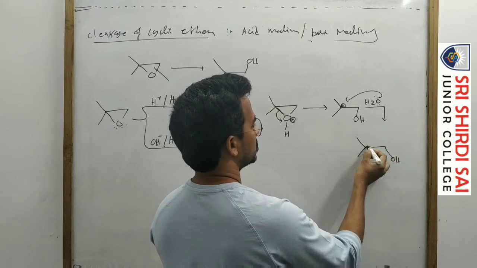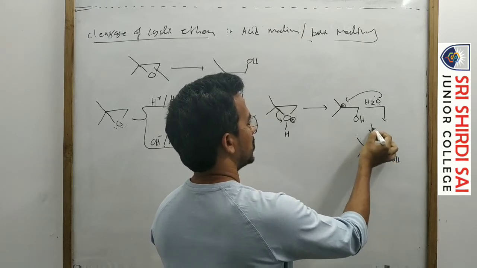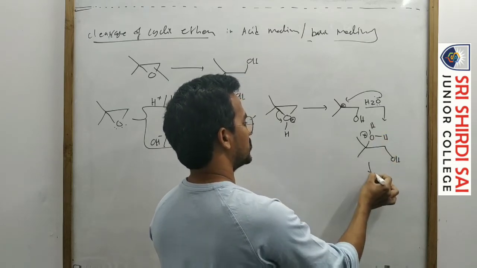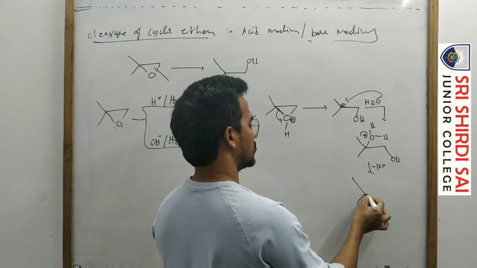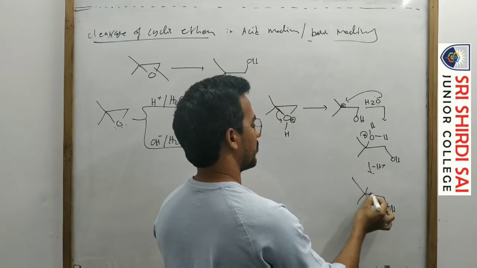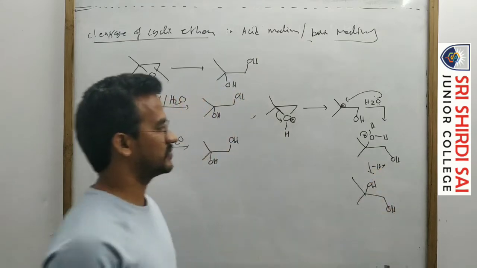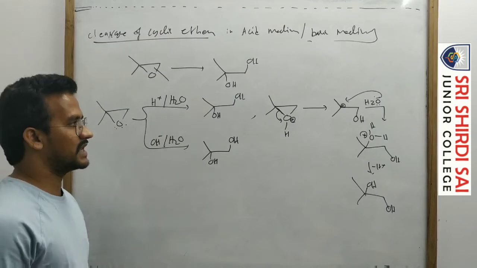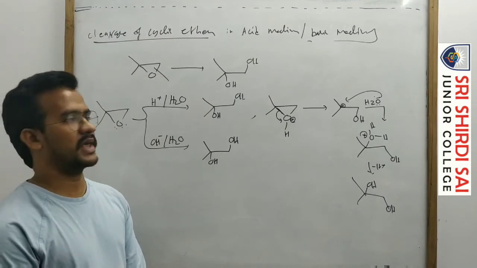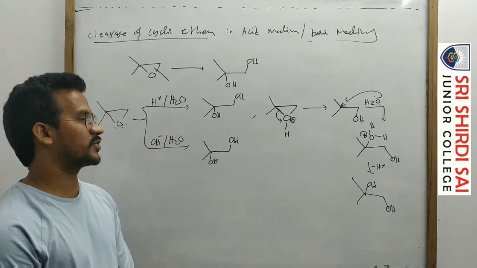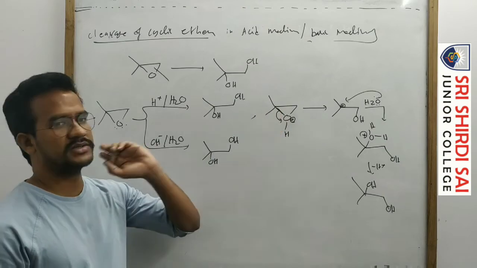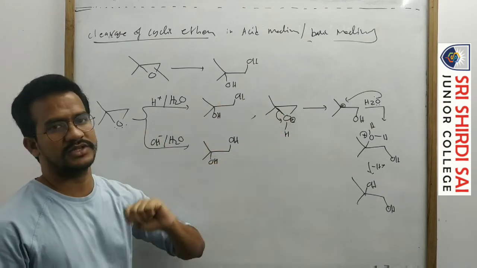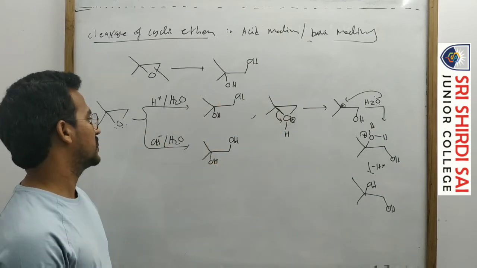So here OH, here OH, here H plus, protonated one. So loss of H plus, so we will get the diol. Okay, it's like SN1 path. After protonation, breaking of the carbon-oxygen bond, we will get the carbocation, the stable carbocation form.